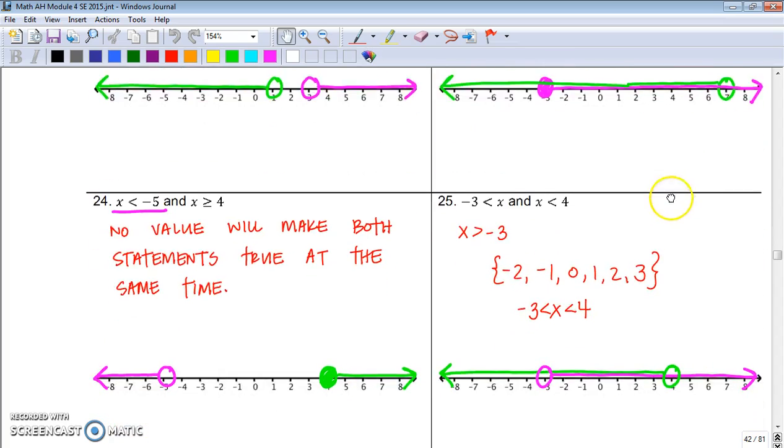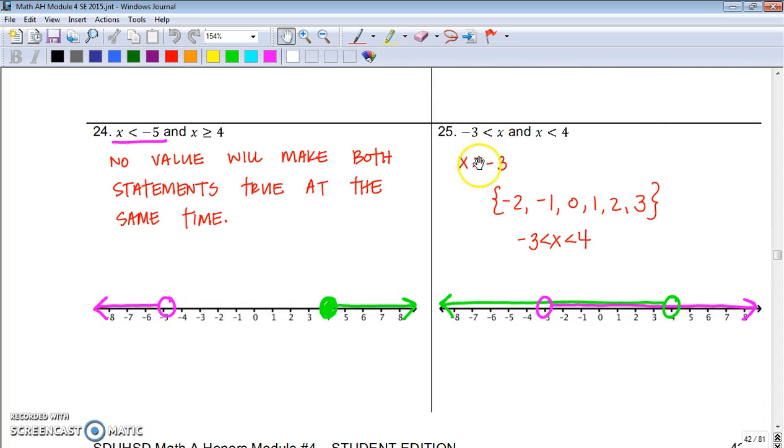And the last one, hopefully you rewrote the first inequality for number 25. And notice that both of them are open circles. So we did not include the endpoints. We went -2, -1, 0, 1, 2, 3. And then the inequality that explains this set of numbers that would work for both of the original inequalities is -3 is less than x is less than 4. So that was the rest of the 4.2a lesson, which is a review of inequalities.